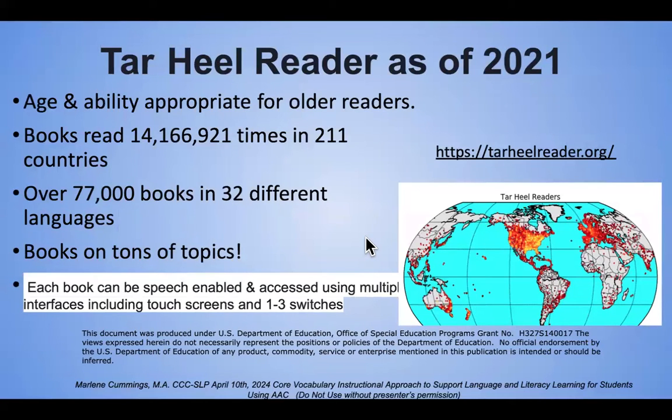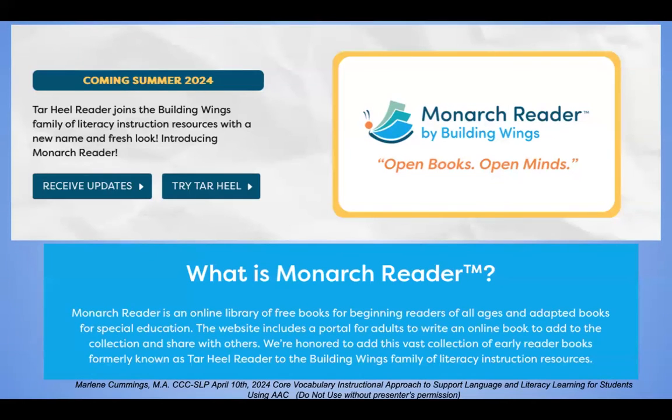This is Tar Heel Reader. Hopefully all of you have seen this or heard about it. I would encourage you to take a look at it. It's just an incredible site. It's soon to become Monarch Reader by Building Wings. The team at UNC Chapel Hill originally created Tar Heel Reader for those students that did not have any reading materials. There were no literacy materials for those emergent communicators that were older.